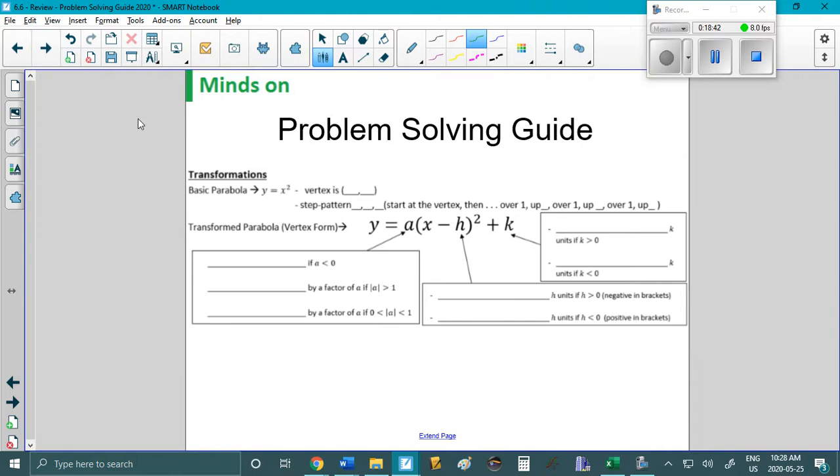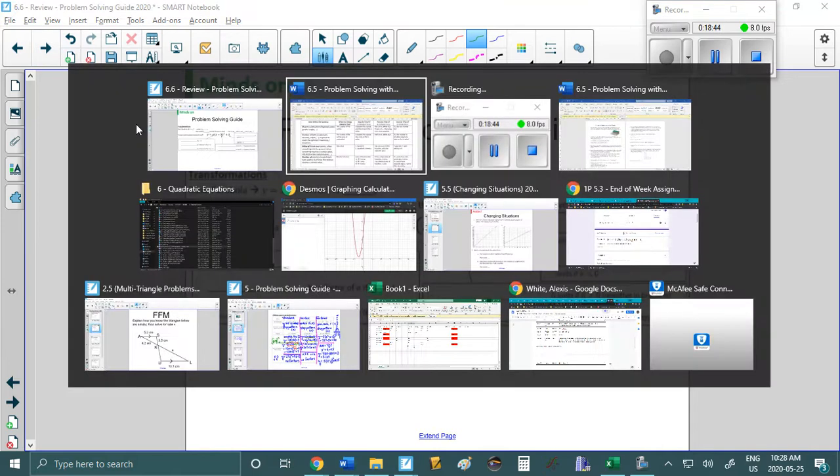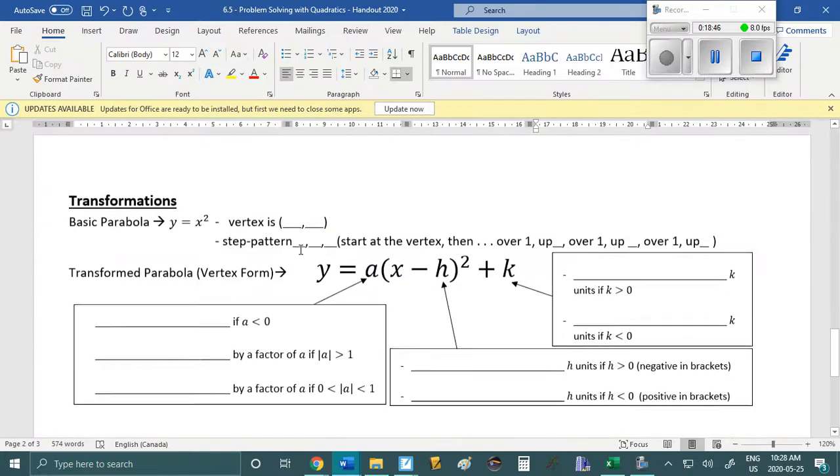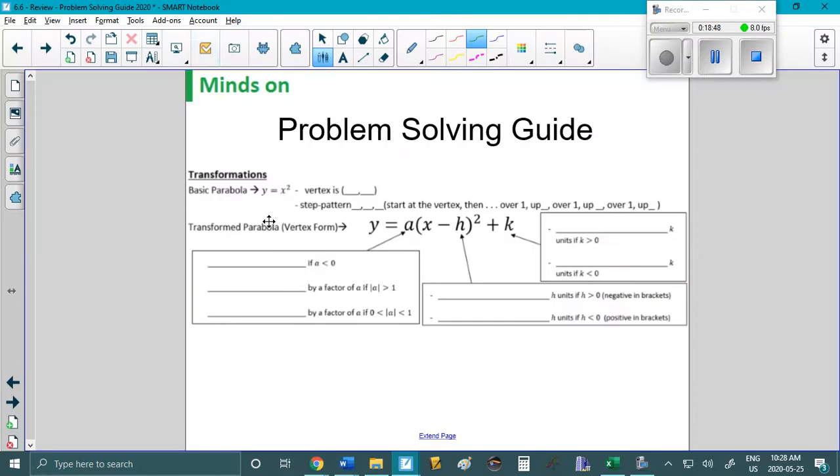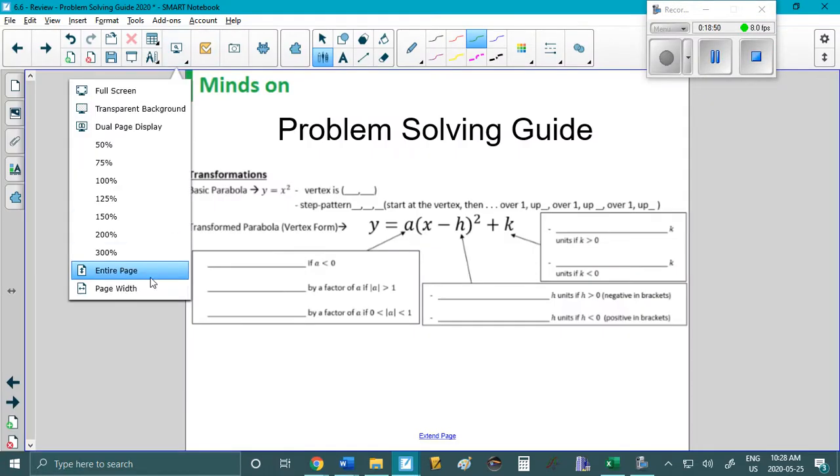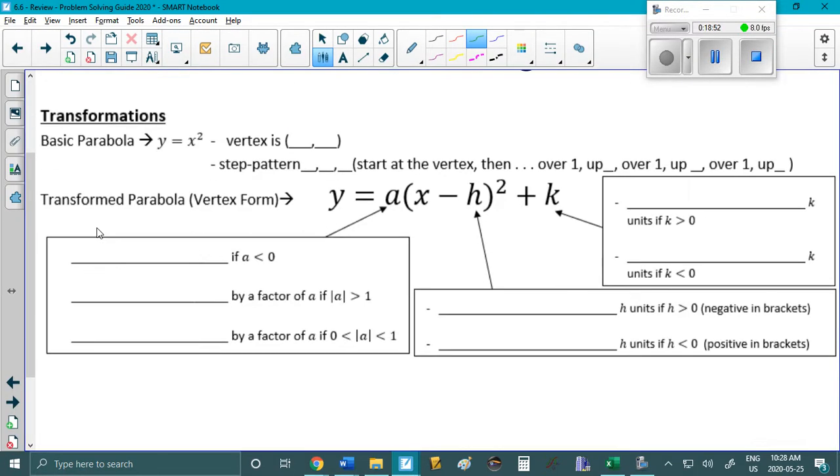Okay. Lastly, on your problem-solving guide is the transformation, sort of graphing style. So the basic parabola, y equals x squared. The vertex is 0, 0, and the step pattern is 1, 3, 5, which is over 1 up 1, over 1 up 3, over 1 up 5.